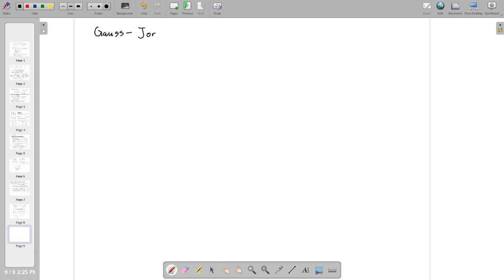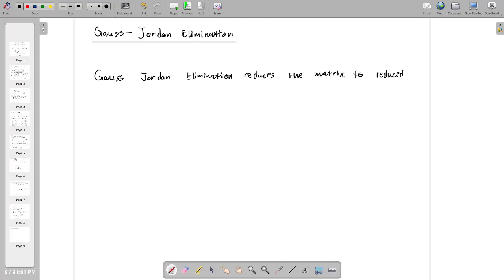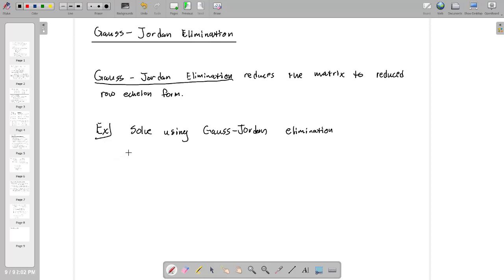Next topic I want to talk about is Gauss-Jordan elimination. Gauss-Jordan elimination reduces the matrix to reduced row echelon form. That's instead of row echelon form. Let's do an example of this as well. There's not much more to explain about this because it's the same process except we need to get down to reduced row echelon form. Solve using Gauss-Jordan elimination.